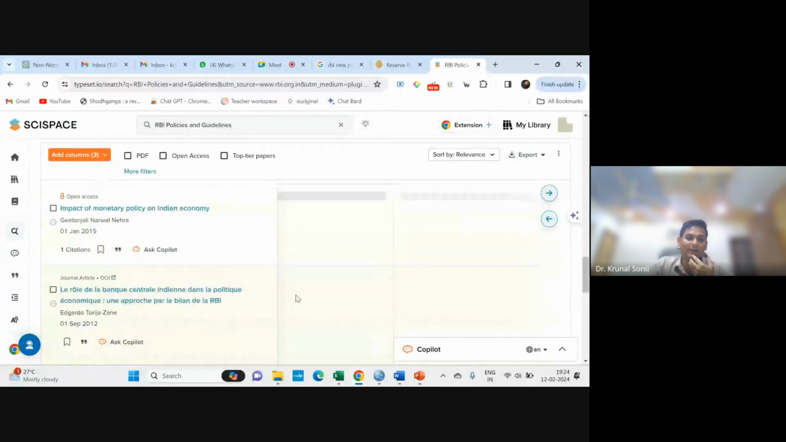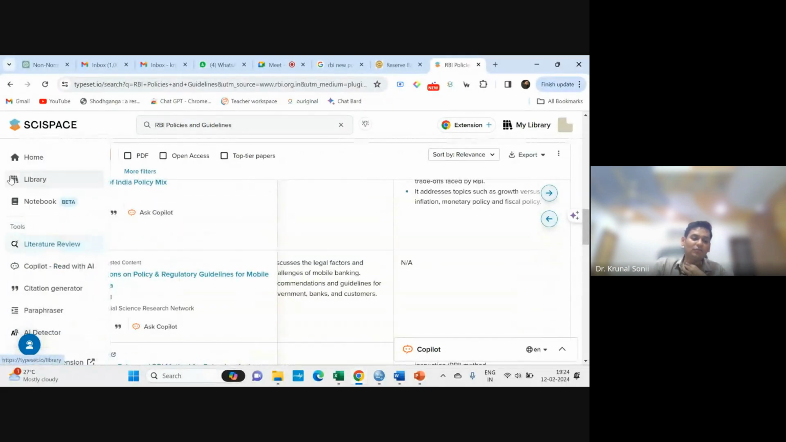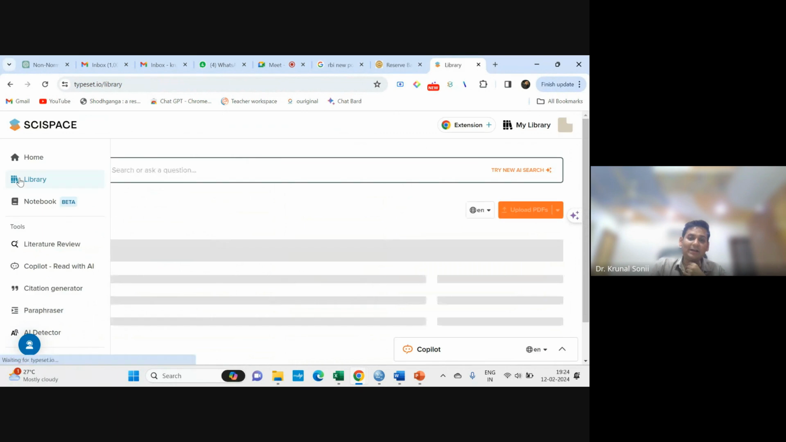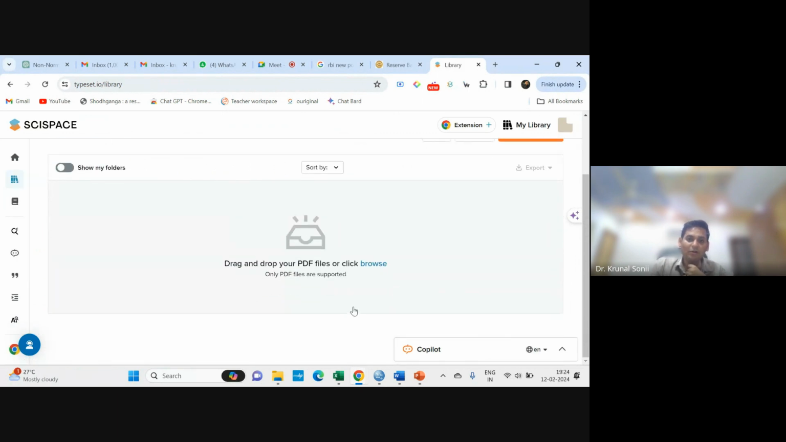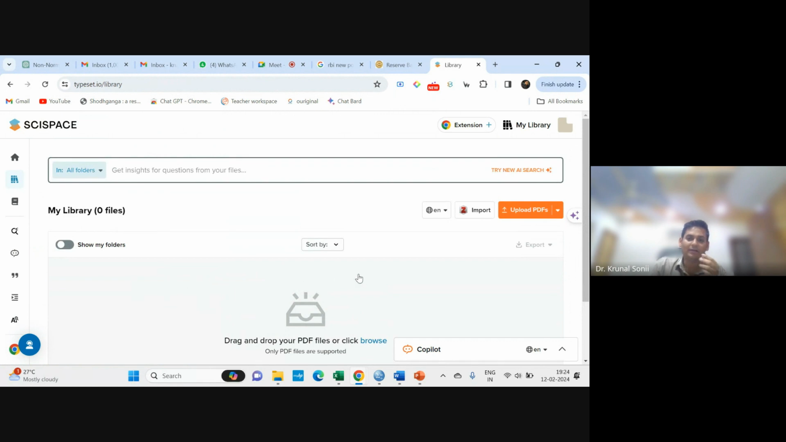So if I go into my library, it will show me that I have one article on RBI policies and guidelines, right? And even if it is not there, you can download it and drag it over here as a part of your searches, right? So this is called Copilot.